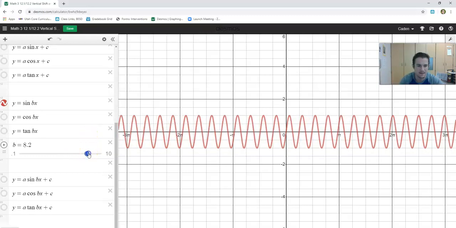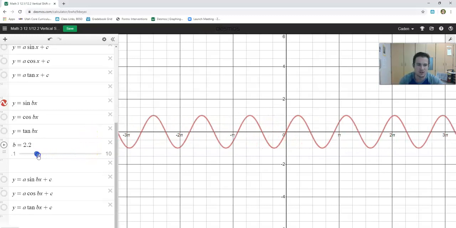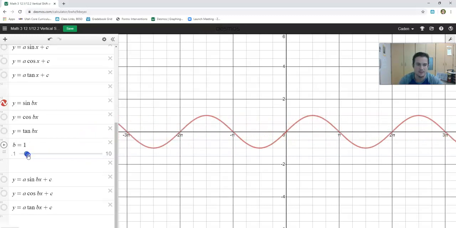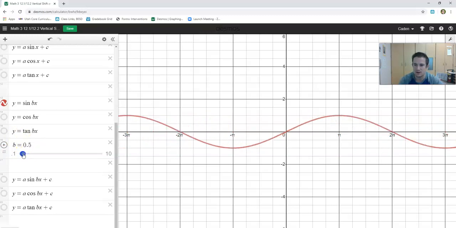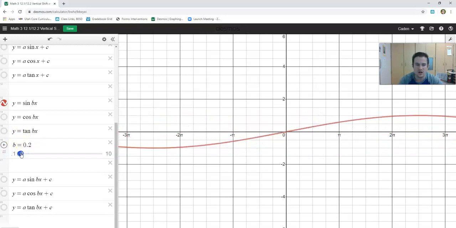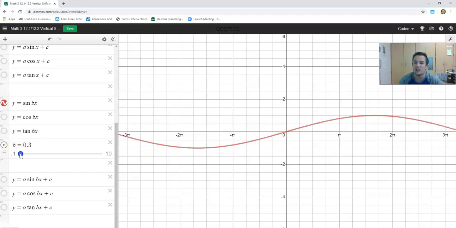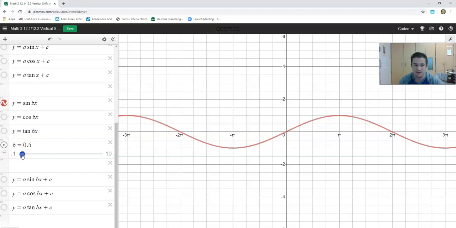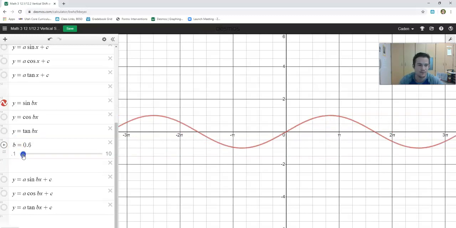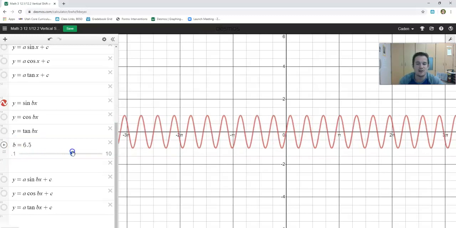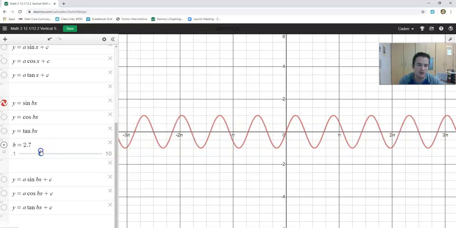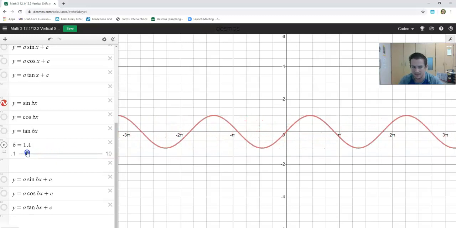And as I make b smaller, if I go all the way back here to 1, that's my parent sine function. What happens if I make it smaller, if I make it a decimal? It kind of horizontally stretches it out. So it takes longer and longer for the function to repeat itself. The period gets bigger. So the bigger the b value, the smaller the period. The smaller the b value, the bigger the period.